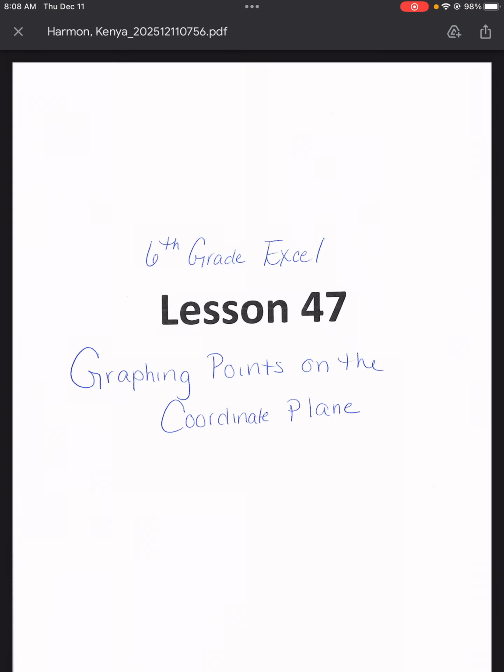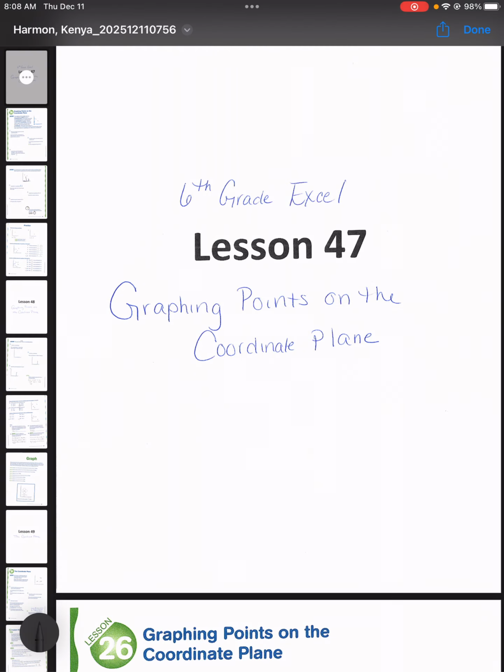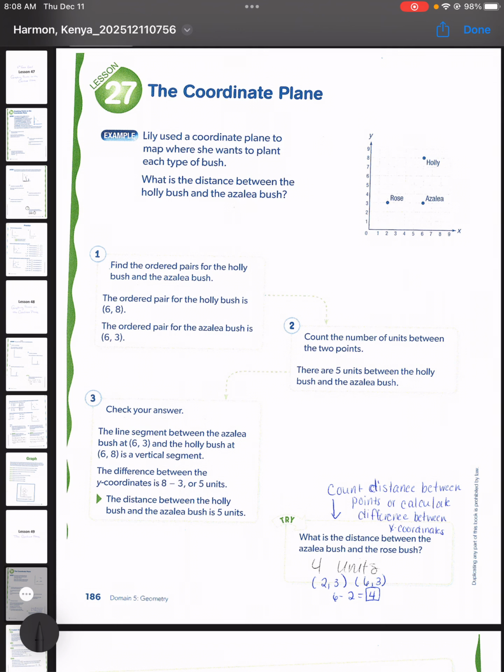We're going to get back to this. As they move into the try it, they have 2 options to figure this question out. They can count the distance between the 2 points, or they can calculate the difference between the x coordinates because they are different.